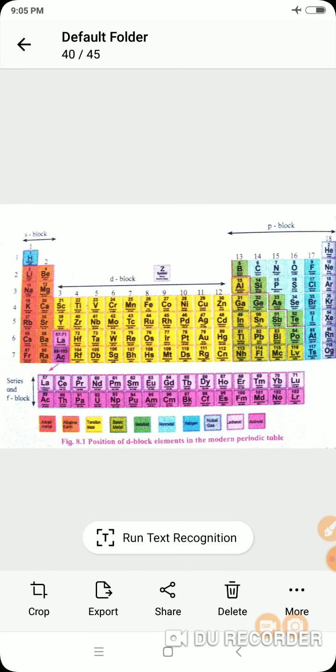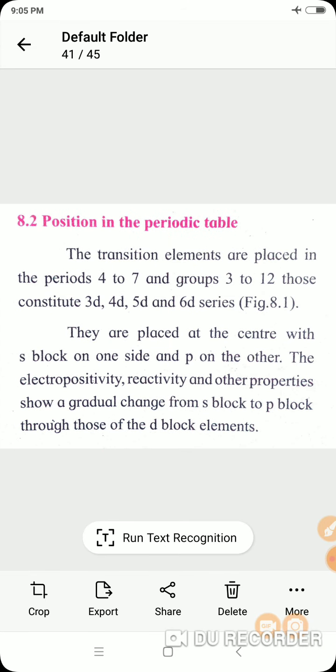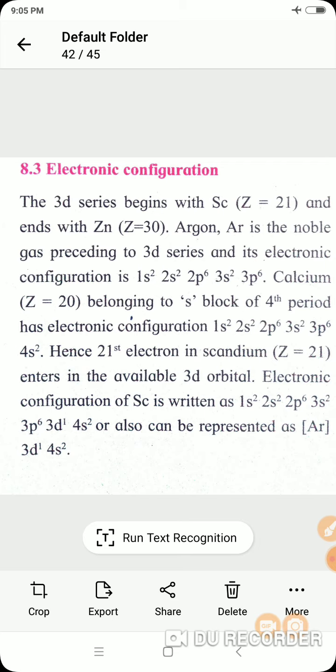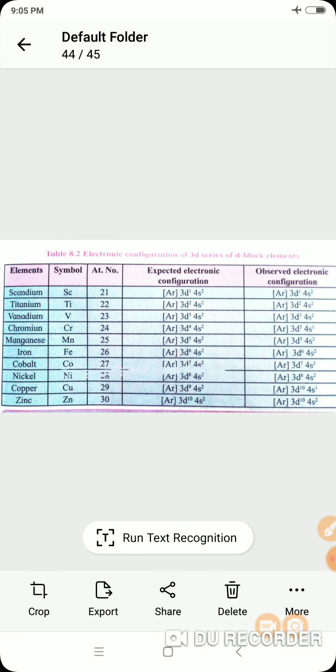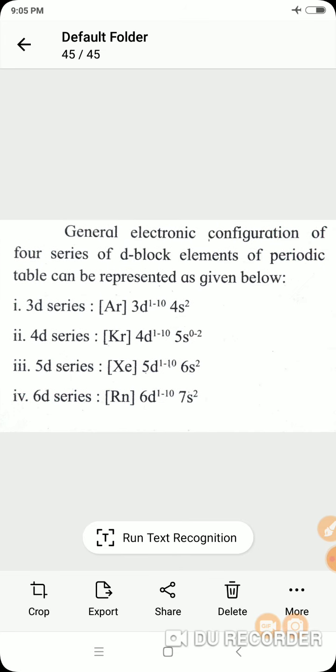So today we learned the position of transition elements in the periodic table, then the electronic configuration of transition elements, and the general electronic configuration of the four series of elements, that is the 3d, 4d, 5d and 6d series.